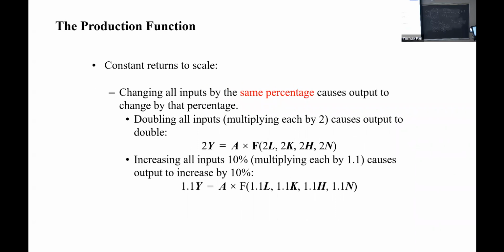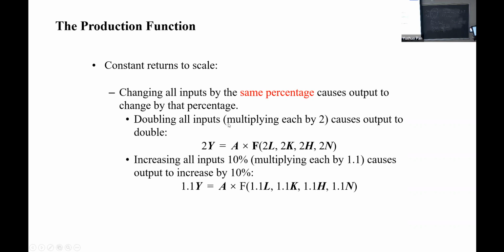Constant returns to scale. Changing all inputs by the same percentage causes the output to change by the same percentage. That's the constant returns. If inputs increase or decrease by some percentage, your output, your final result, changes by the same percentage. That's called the constant returns. So in this function, the production function has constant returns to scale.